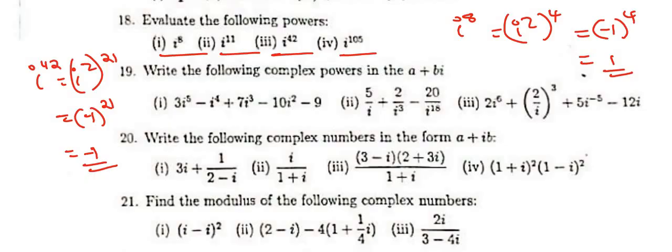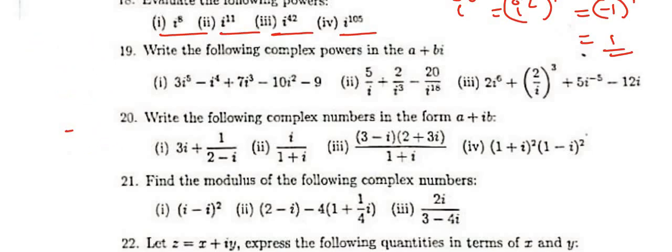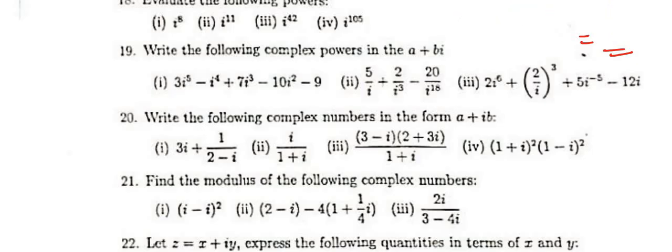Okay. And 19, let's see, especially the first one, I think. So for 19, we're using the same skill again. Here we have 3i to the power 5, and we have this part here. So we break down all these powers to something we should be able to handle.